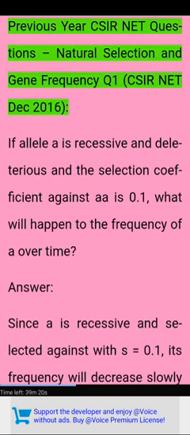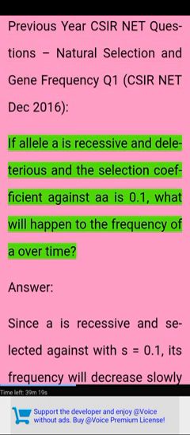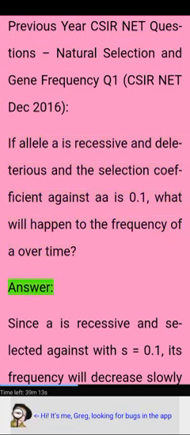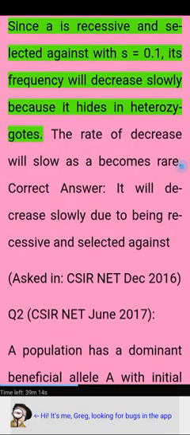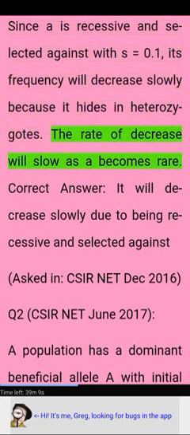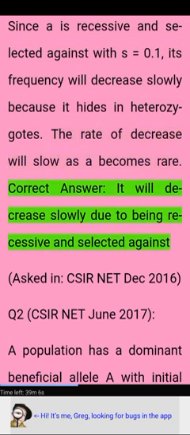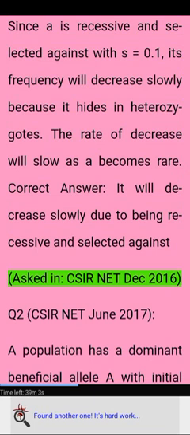Previous year CSIR NET questions, Natural Selection and Gene Frequency. Q1, CSIR NET December 2016. If allele a is recessive and deleterious and the selection coefficient against a is 0.1, what will happen to the frequency of a over time? Answer: since a is recessive and selected against with s equals 0.1, its frequency will decrease slowly because it hides in heterozygotes. The rate of decrease will slow as it becomes rare. Correct answer: it will decrease slowly due to being recessive and selected against. Asked in CSIR NET December 2016.